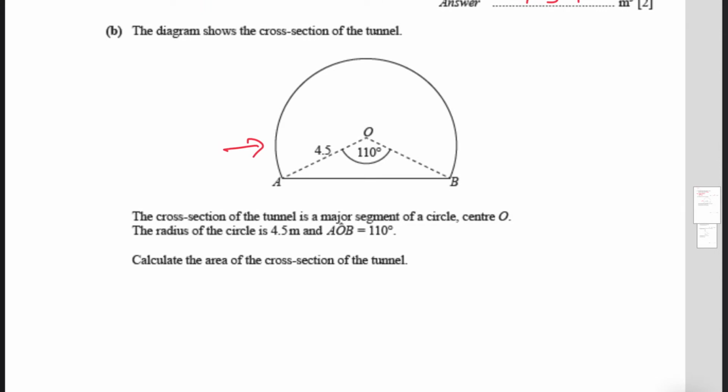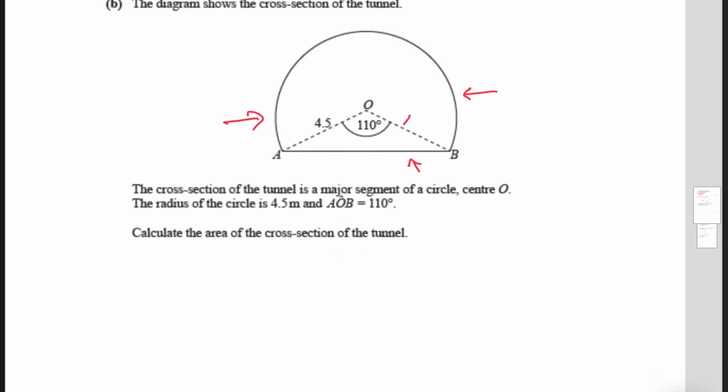The cross section of the tunnel is a major segment of a circle with center O. The radius of the circle is 4.5 meters and AOB is 110 degrees. Calculate the area of the cross section of the tunnel. This cross section is divided into two parts. First of all, this part of a circle over here, and then this triangle over here. So we need to add the areas of these two shapes together. So let's find the area of AOB, the triangle, first. This is also 4.5 meters.